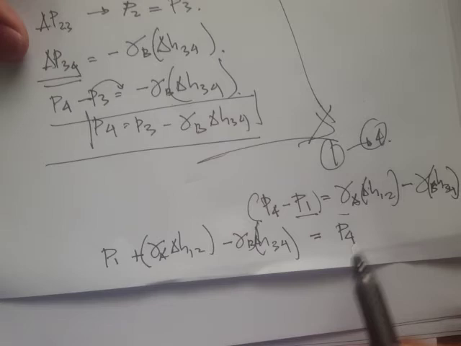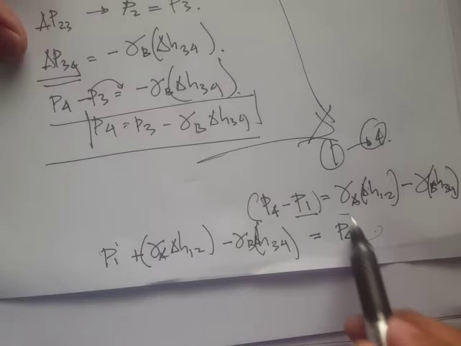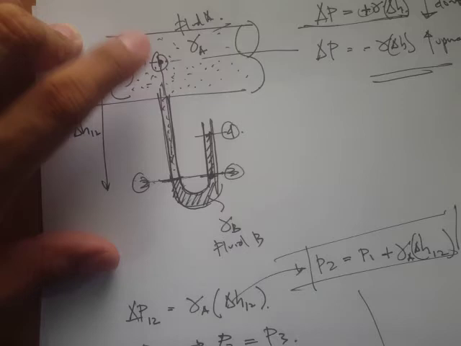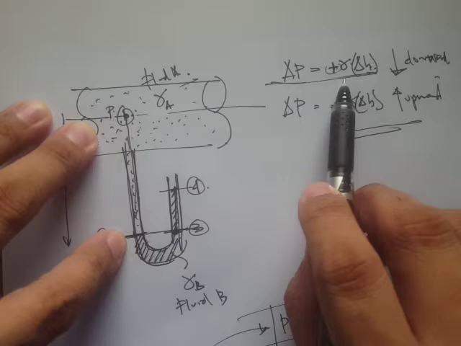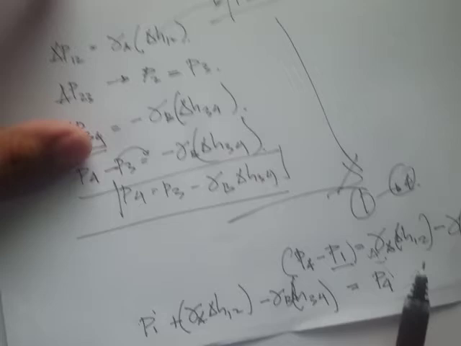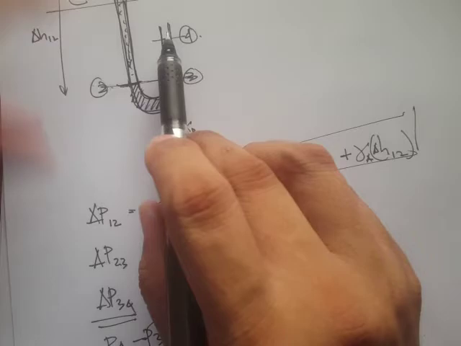Right? So if you transpose this P1 to the right hand side, what you get is exactly the same equation. Okay, so again, start from the point where you want to measure the pressure, and then if you go down, that's plus gamma H, and then if you go up, then that means negative gamma H, and then you transpose on the right side the last point, or let's say the atmospheric, or the last point.